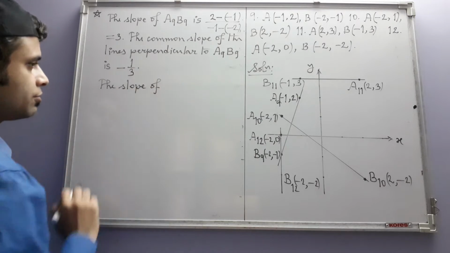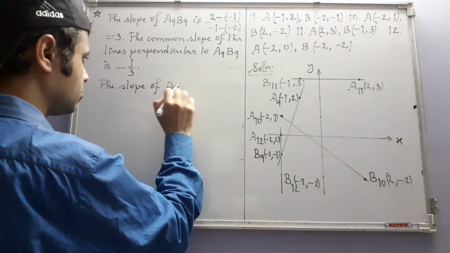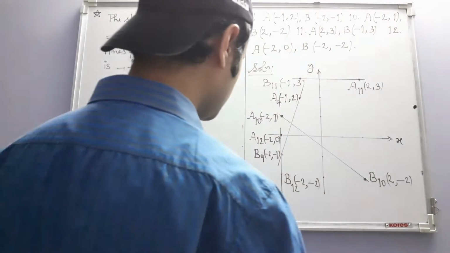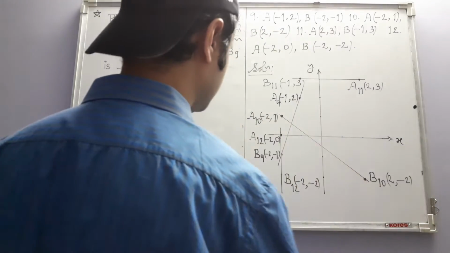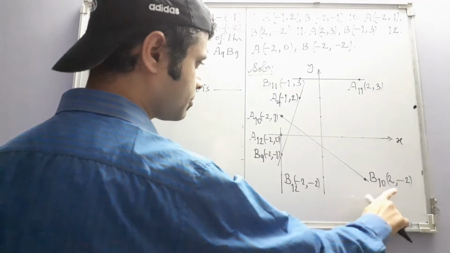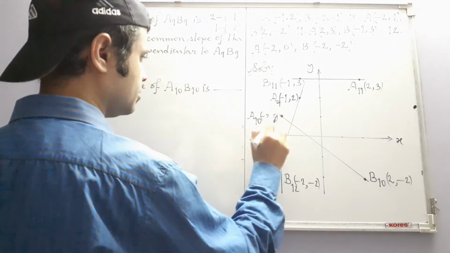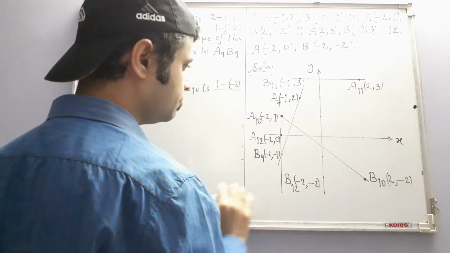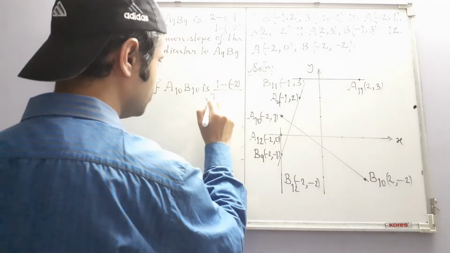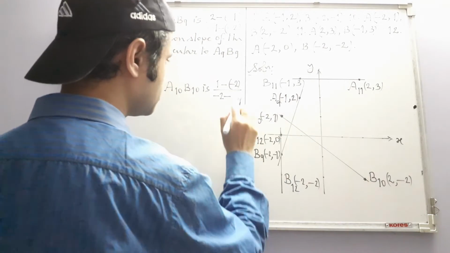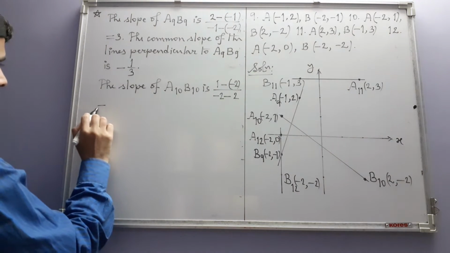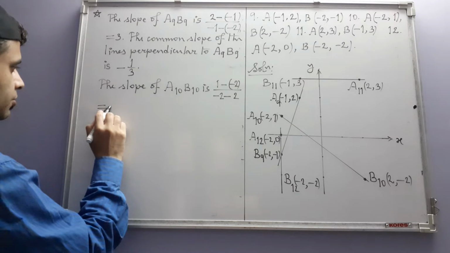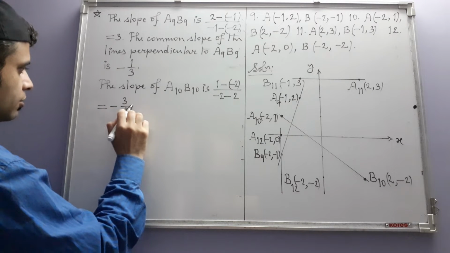The slope of A10 B10, where is A10? A10 B10. So let's subtract these coordinates from these coordinates. So 1 minus 2 divided by -2 minus 2. So we get what? 2 plus 1 is 3, and in the denominator we have -4. So -3/4.